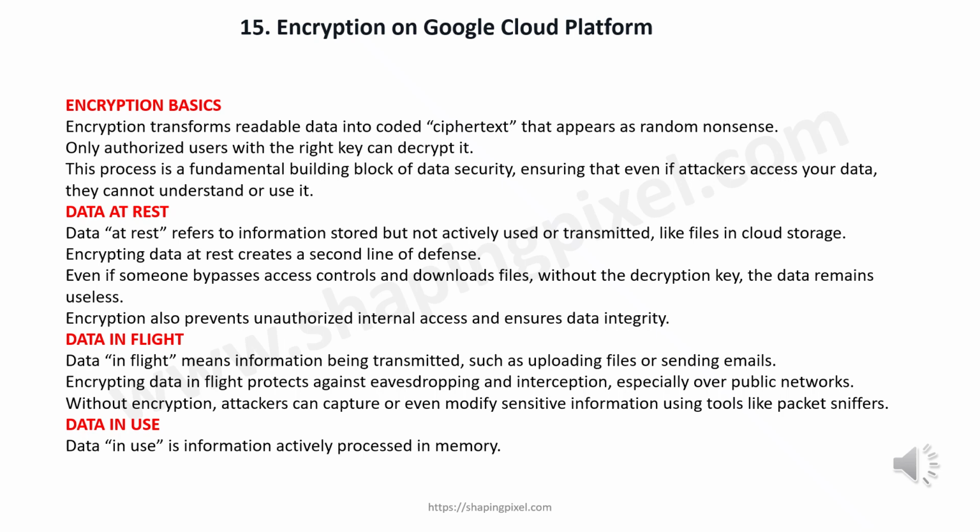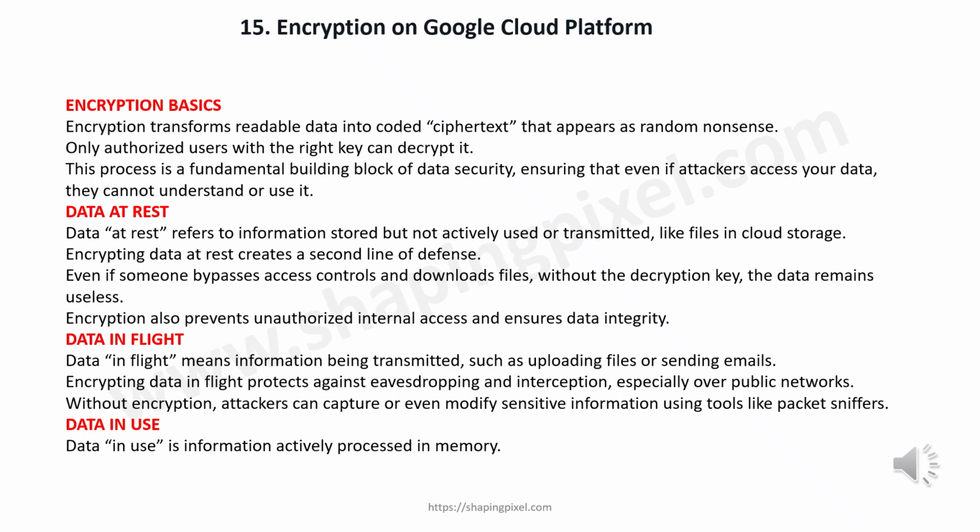understand or use it. Data at rest refers to information stored but not actively used or transmitted, like files in cloud storage. Encrypting data at rest creates a second line of defense. Even if someone bypasses access controls and downloads files, without the decryption key, the data remains useless. Encryption also prevents unauthorized internal access and ensures data integrity.